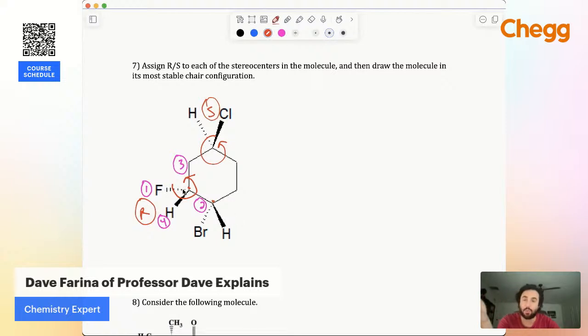Okay, so we are saying that we're pretending fluorine is on the wedge. If fluorine was on the wedge, we would be going counterclockwise. So invert your answer. And from S, it is actually R. So that's the way you do that one.